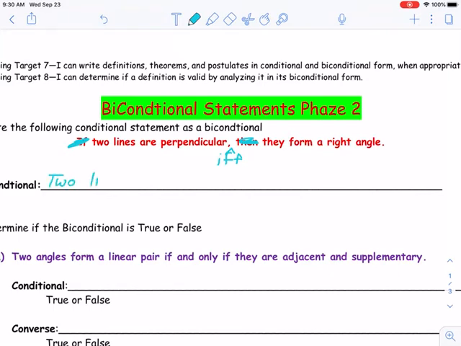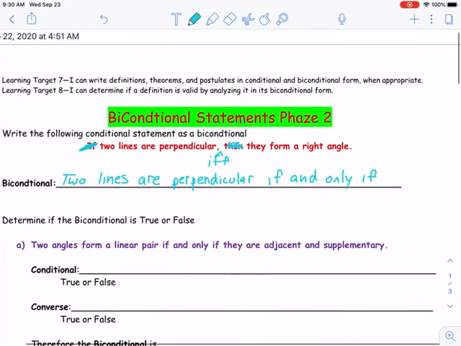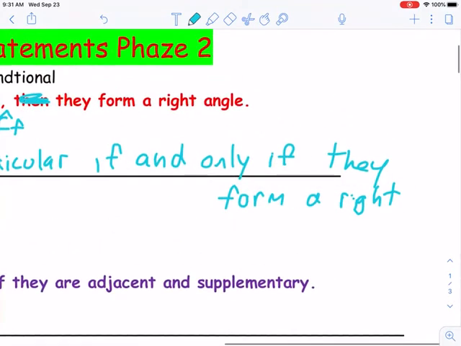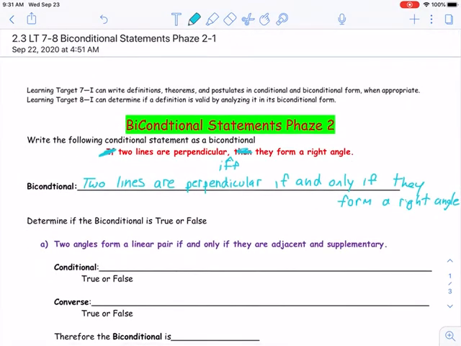Two lines are perpendicular. I can write IFF, that means if and only if, but since I'm the teacher, I'm going to write if and only if. You can write IFF if you want. If and only if they form a right angle. Okay, a good old biconditional statement.